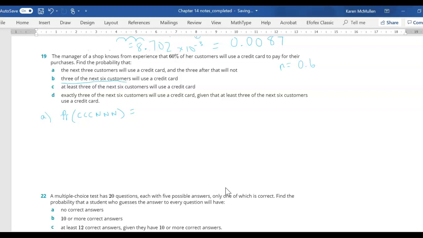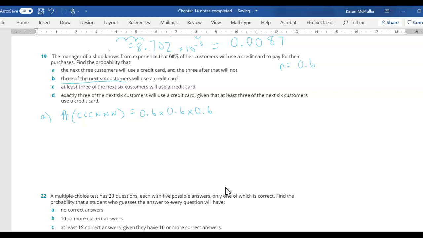We know that the probability of having a credit card is 0.6. So 0.6 times 0.6 times 0.6. If it helps, picture it being drawn on a tree diagram. You wouldn't do this using a tree diagram because it would be a huge waste of your time and a huge tree diagram. But think of the branches, C, C, C.